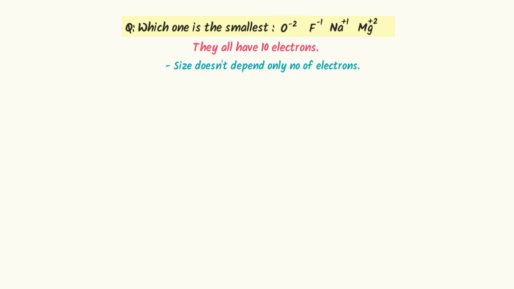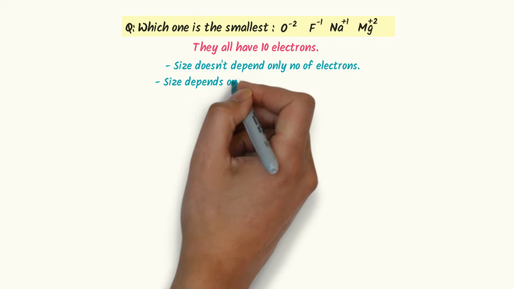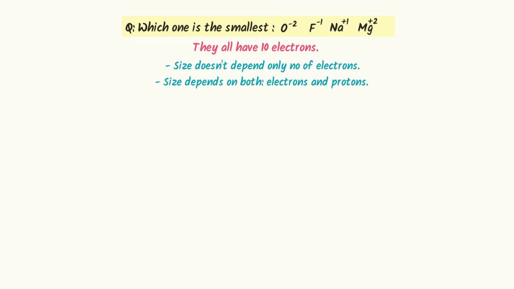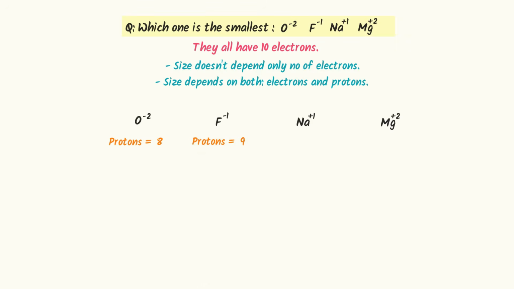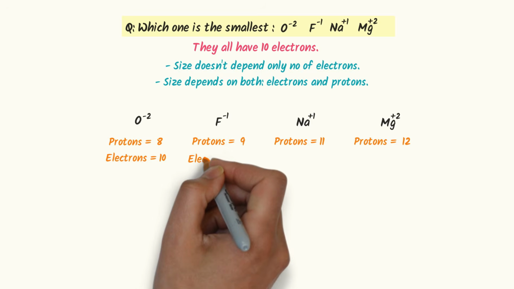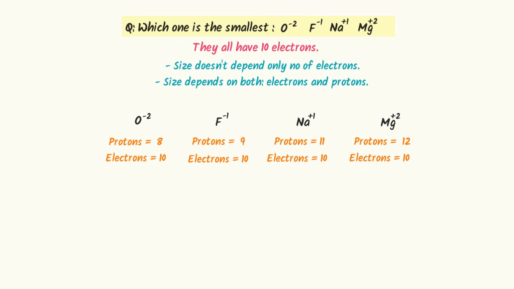Size doesn't depend on the number of electrons. Size depends on the balance between the number of protons pulling inward and the number of electrons being pulled. When the number of electrons is the same in all ions, the number of protons becomes the deciding factor. Now count the protons. Oxygen has 8 protons. Fluorine has 9 protons. Sodium has 11 protons. Magnesium has 12 protons. All 4 ions are pulling the same 10 electrons. But the strength of that pull is different for each one.